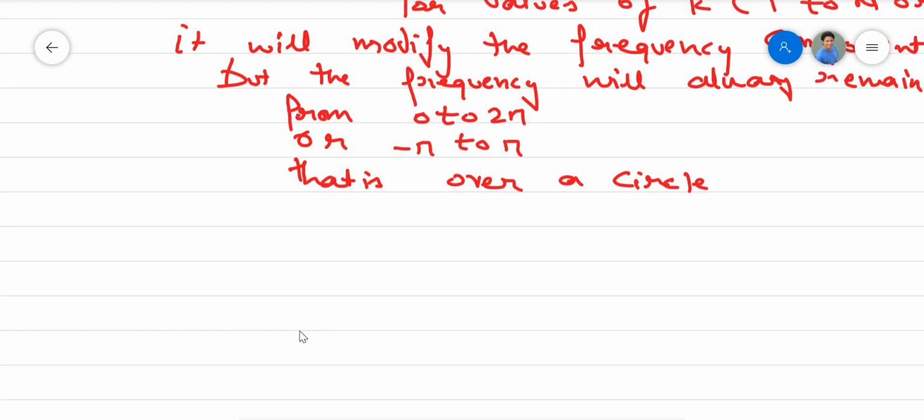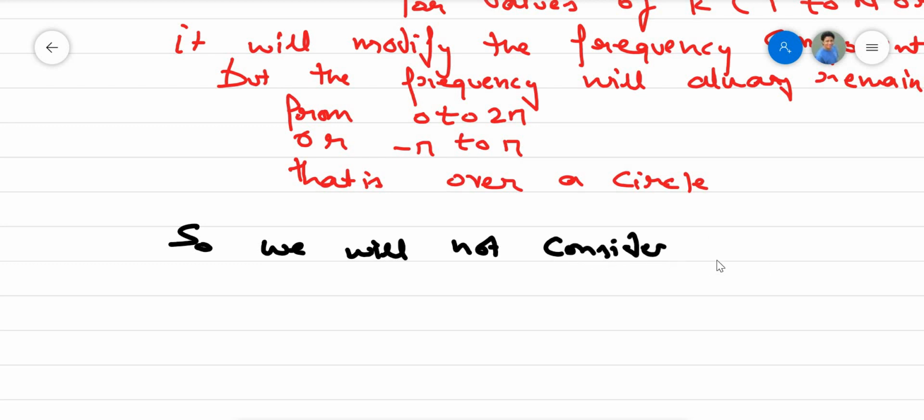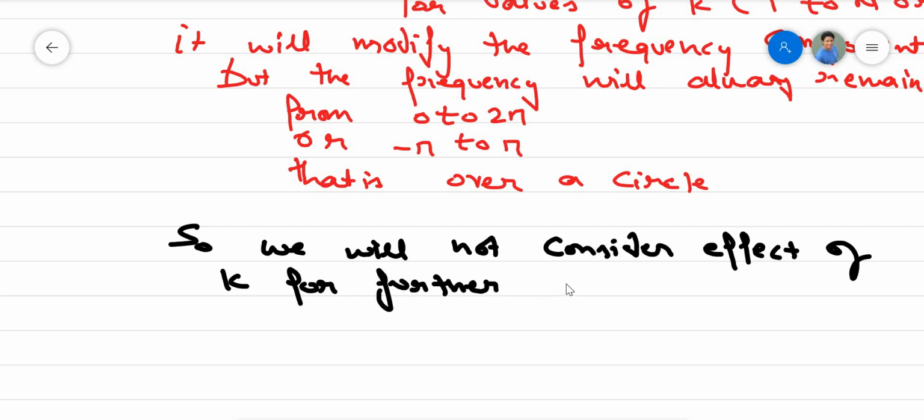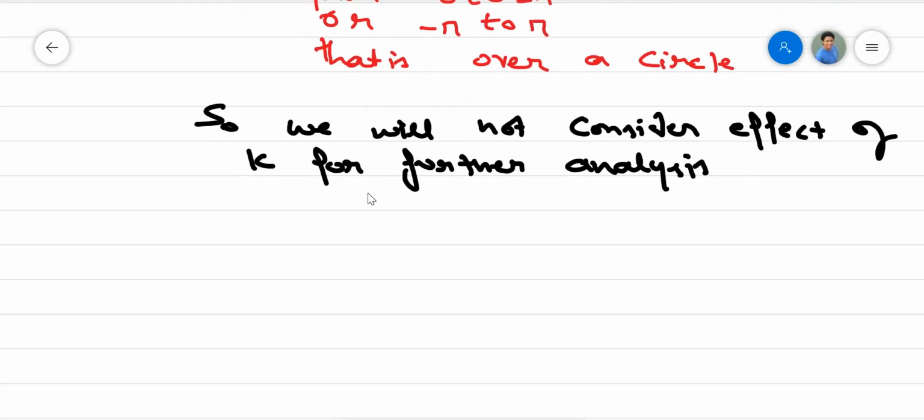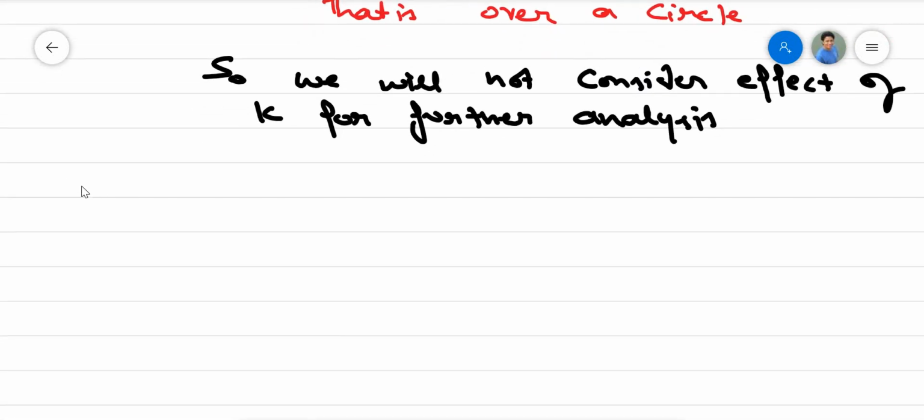So we will consider the effect of k for further analysis. And now, what analysis are we looking at?